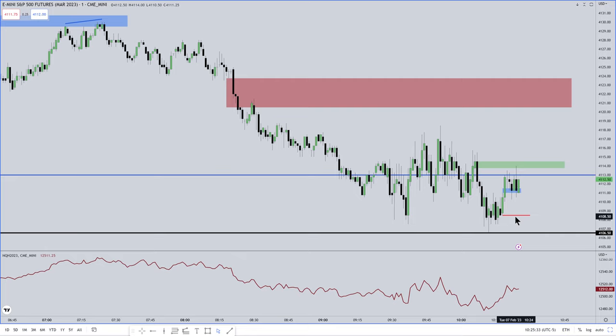But that would be a level that I would look for if it was to take out that low there, and then maybe as much as that. If it were to come out of the blue with a down day. And I think that's going to be it. Here I go.